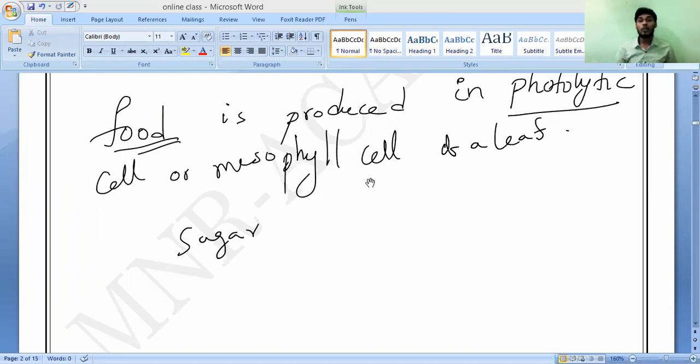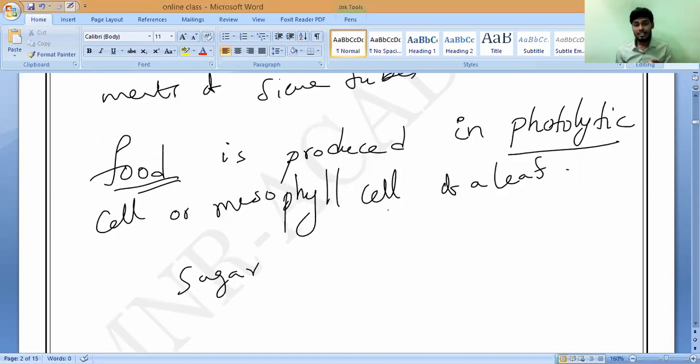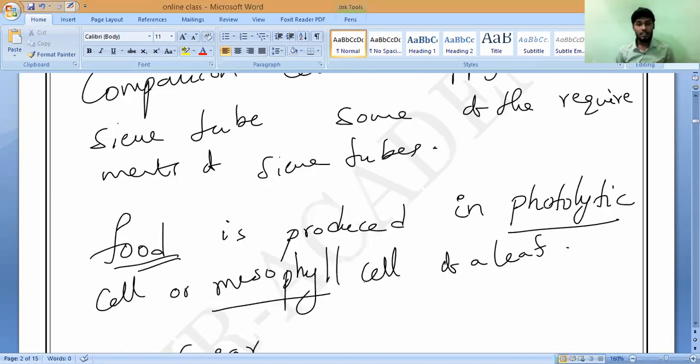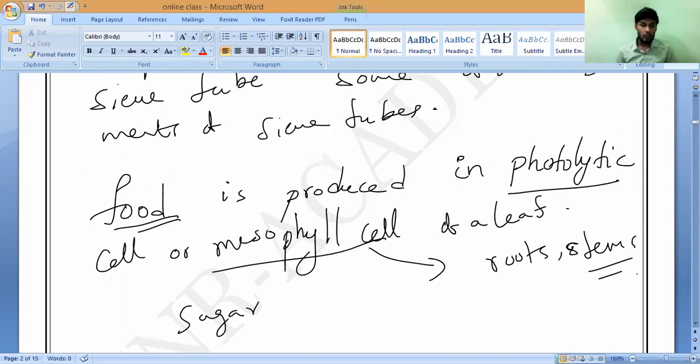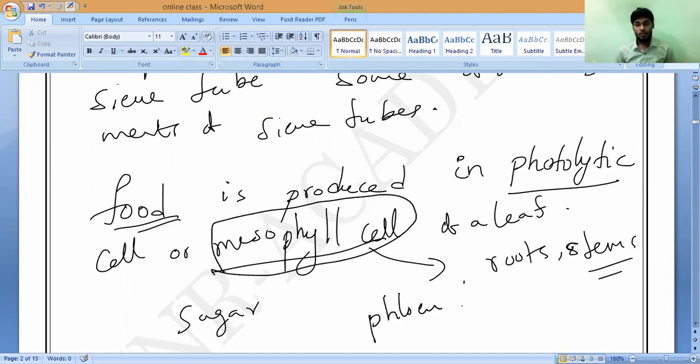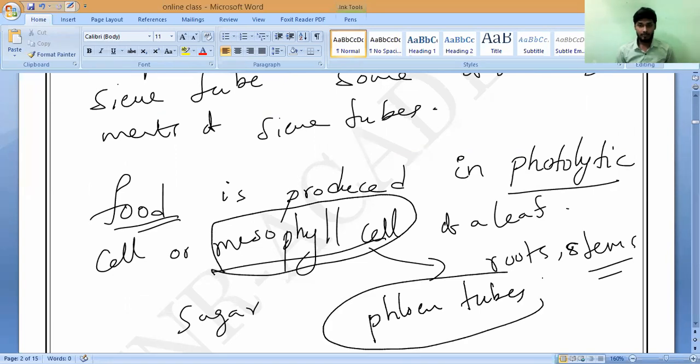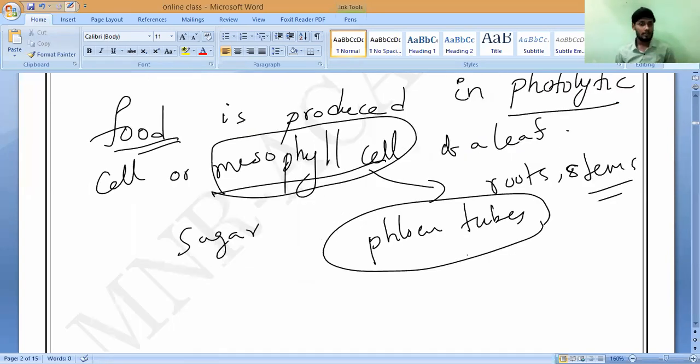So this transport of food from the leaves, from mesophyll cells to other parts of the plant like roots and stem and all. Why is it transporting, can anybody say? Why is it transporting the food throughout the plant, which is produced in the mesophyll cell, by the phloem tubes? What is the purpose? Anybody? Why does the food need to be transported throughout the plant?